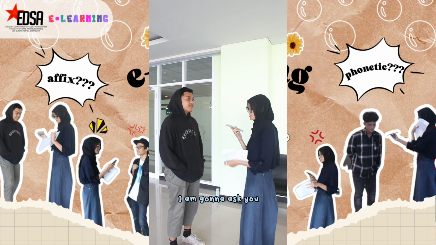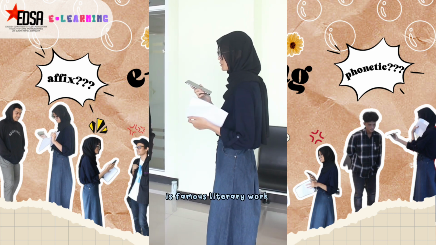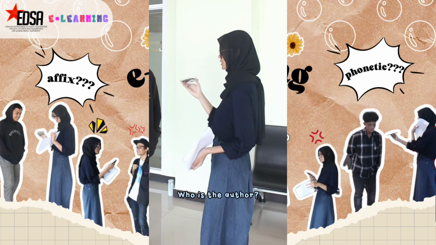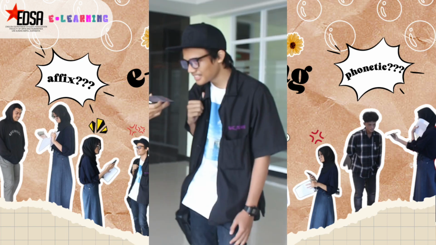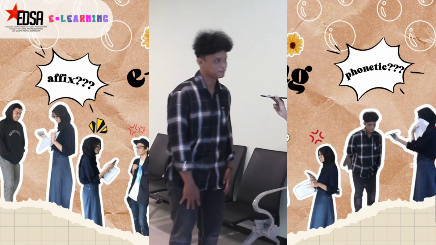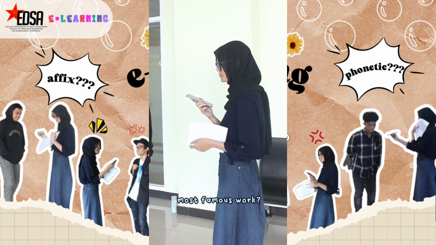Okay, so today I'm gonna ask you some questions. First, Pride and Prejudice is a famous literary work in romantic literature. Who is the author? Jane Austen. That's great. Next question is, what is William Shakespeare's most famous work?